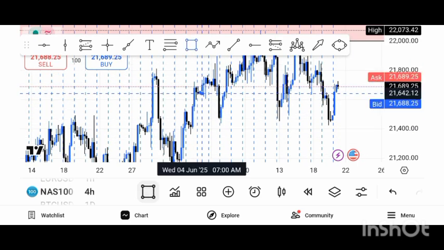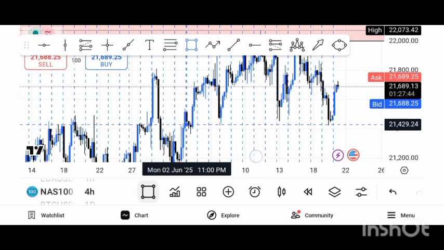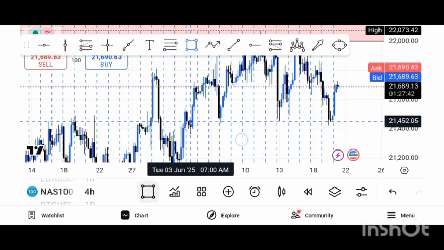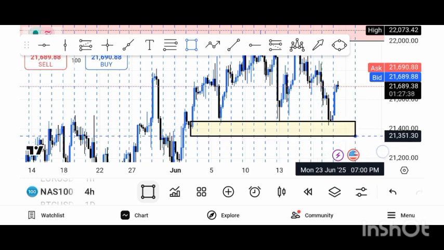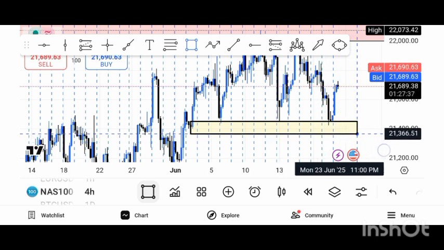So looking at this right now, it is at the 4 hours time frame. First of all, is there any level, is there an order block, which the market is respecting?